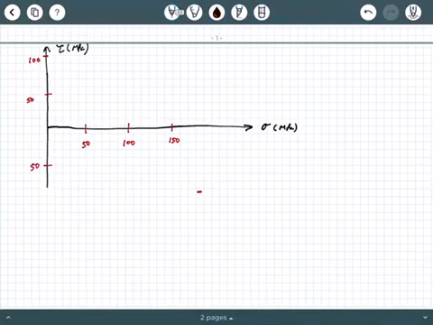So I'll tell you what, I'm going to move this up just a little bit. There we go. Tau megapascals. And maybe I'll just put 1, 2, 3, 4, 5. Maybe make that 100.